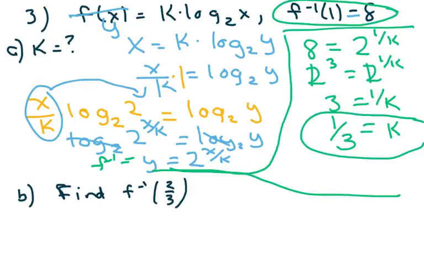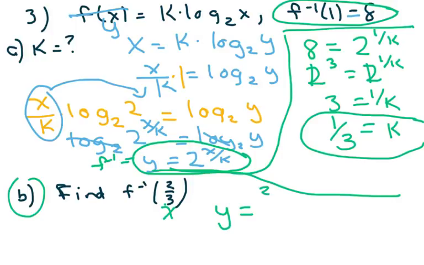Then all you have to do for b is input, my inverse was right here. And I have k is 1/3, so I'm going to substitute y equals my x. This is my x. 2/3 over 1/3.